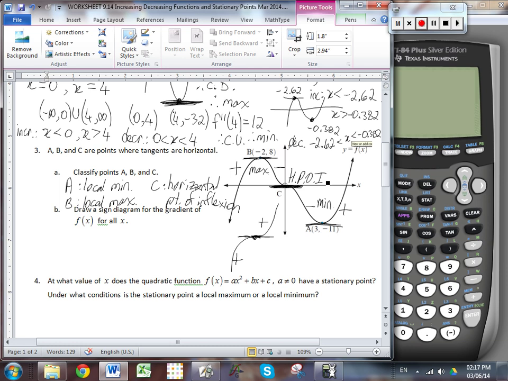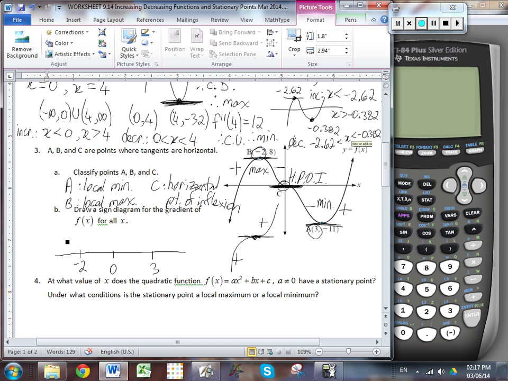Okay? So it says to draw a sign diagram for the gradient of f of x for all of x. So our sign diagrams are always like number lines, and we're going to indicate the three important x values. That's negative 2, 0, and positive 3. We're drawing a sign diagram, which means that we want to put pluses and minuses into each of these four intervals that have been created.